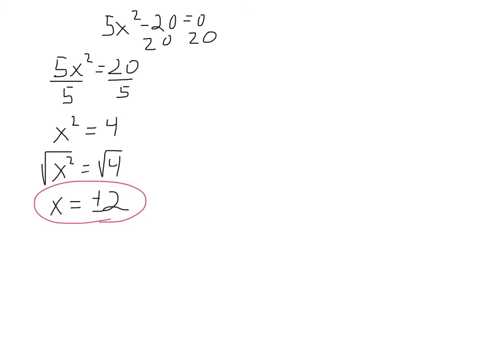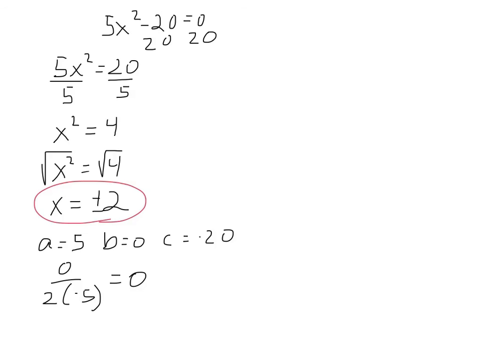Now negative b over 2a. A was 5. B was 0. C is negative 20. So negative b over 2a is 0 over 2 times 5 equals 0. So the x-coordinate of my vertex is 0. I plug 0 into the equation, solving for y. 5 times 0 minus 20 equals y. So the y-coordinate of my vertex is negative 20.